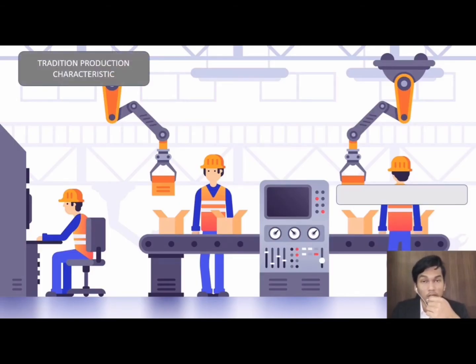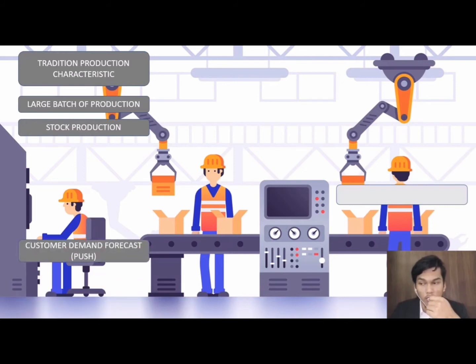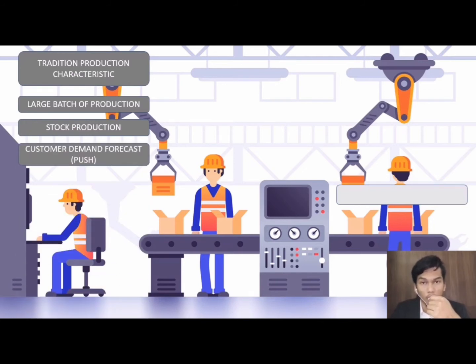Let's talk about the characteristics of these two production systems, beginning with traditional production. This basically produces large batches. It is because the system is making stock production and reserving stock in order to fulfill customer demand. That's why they use customer demand forecasts in their production. They basically produce a single product based on upcoming demand from the customer. The production period is long as they produce something in big quantity.